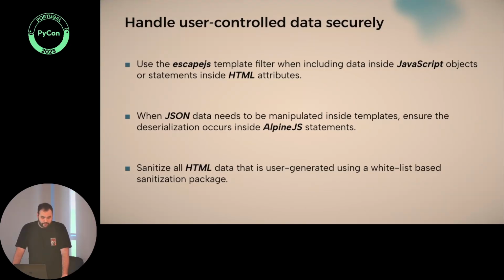In terms of security, you should always use the escapejs template filter when you're including values inside JavaScript or HTML attributes. Serialize JSON data if you need, which is rare, inside Alpine statements. And sanitize all your HTML generated by the user using a whitelist-based package.